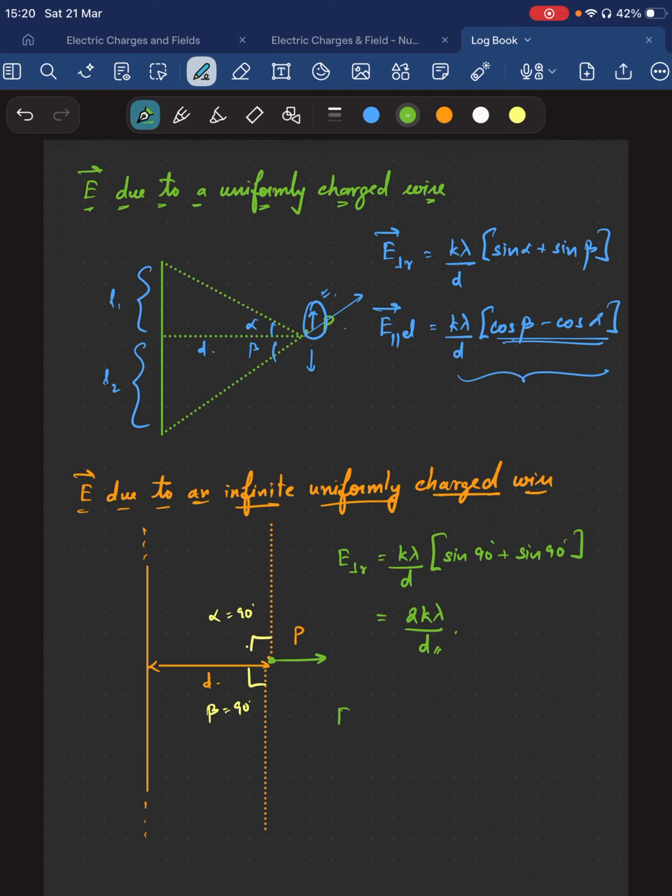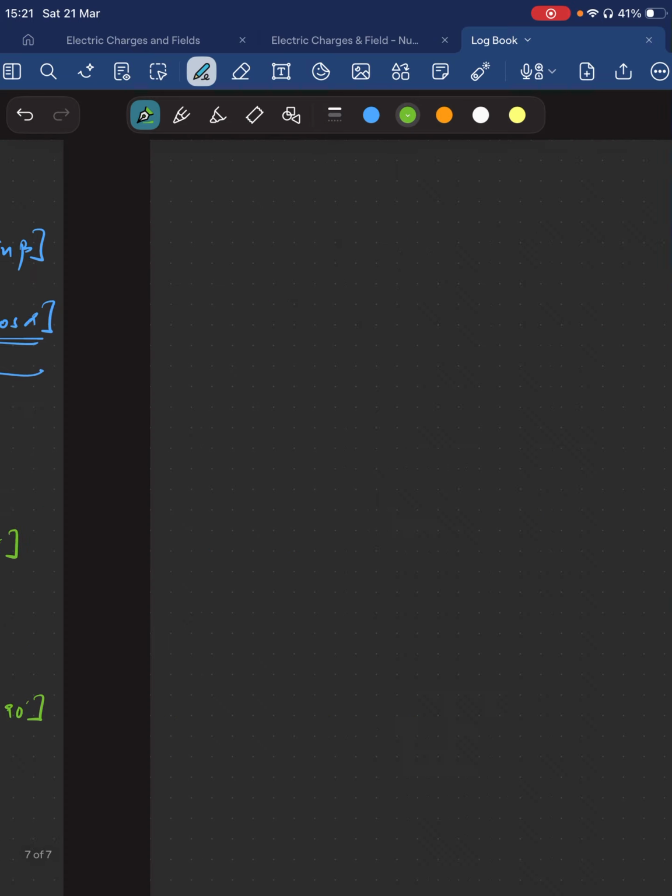And what about the electric field component parallel to the rod? Because alpha and beta are both 90 degrees, this will be k lambda by d times (cos 90 minus cos 90), which is 0 minus 0. So the formula for the electric field due to an infinite uniformly charged wire is that you only have a component perpendicular to the rod, and its value is 2k lambda by d. Similarly, one more result is the electric field due to a semi-infinite wire.